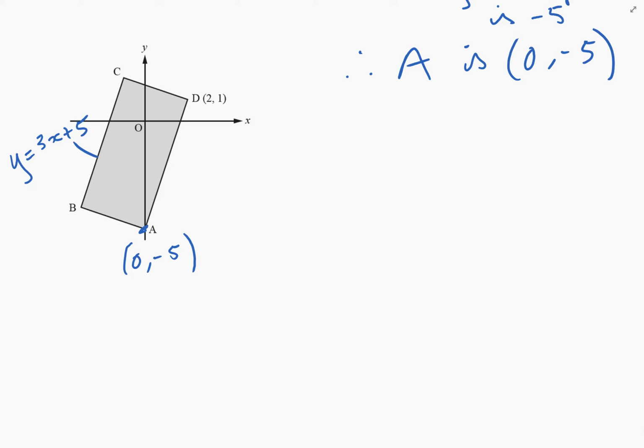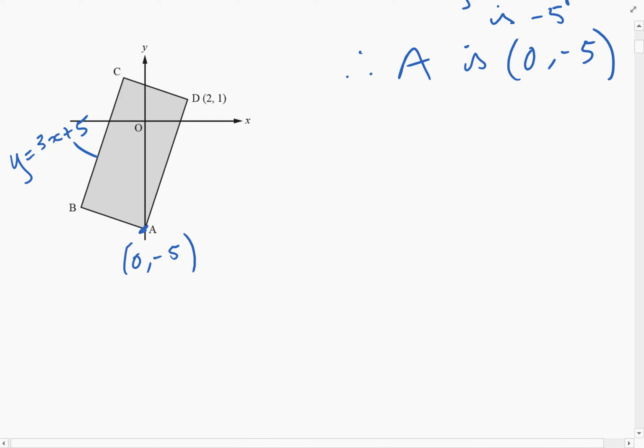When I marked some of these papers, a few students had tried to find these x-intercepts, but they're no use. They're not going to help you find the area of the rectangle. So there's no point finding those. Okay, we need to find the lengths of two perpendicular sides.